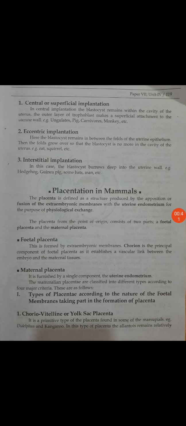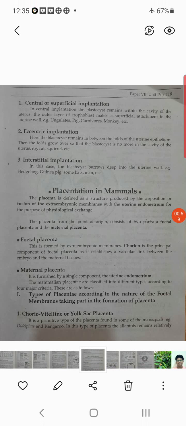So what is this actually? The placenta is defined as a structure produced by opposition or fusion of the extraembryonic membrane with the uterine endometrium for the purpose of physiological exchange. Physiological exchange means the blood flow, O2, CO2, and nutritious material for the developing embryo from mother to child. So this is about the placenta.